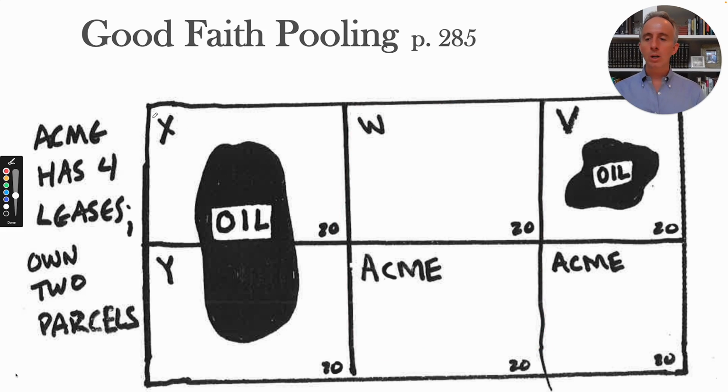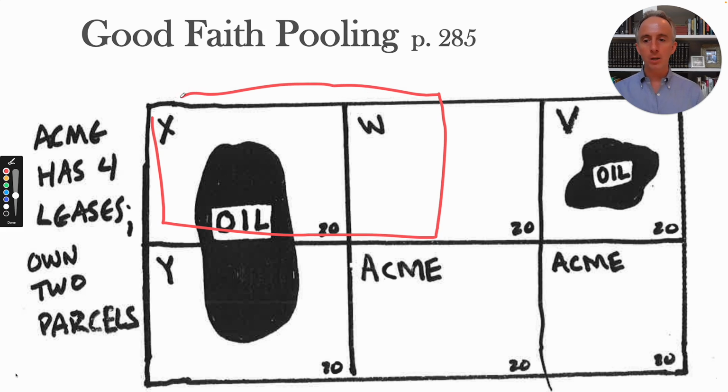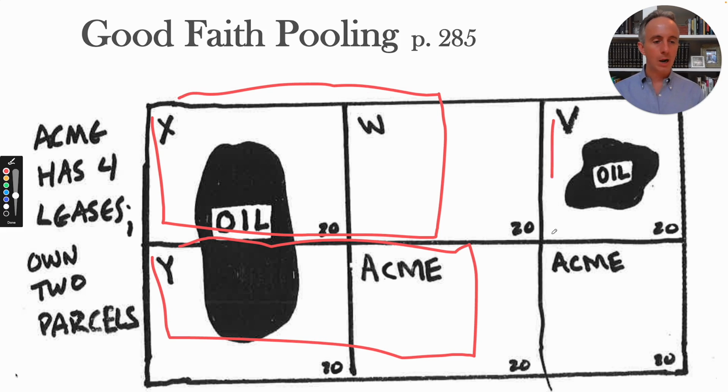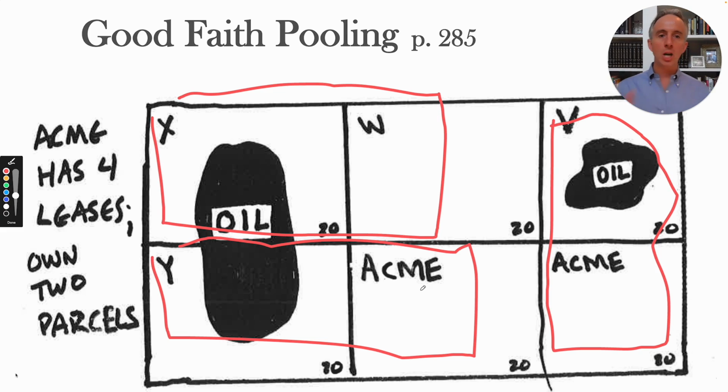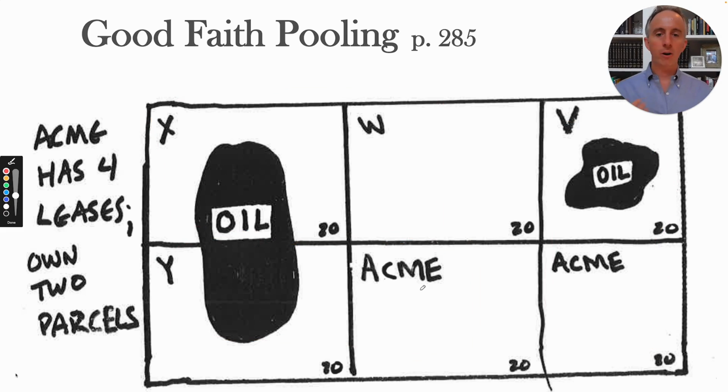Let's do east-west pooling for X and W and Y and Acme's property, and then let's do a north-south one over here, and that's going to be great because all of my 2 properties are going to have a share of production from these reservoirs. Okay, well, who's going to be unhappy about that?